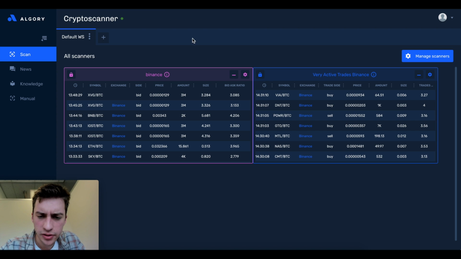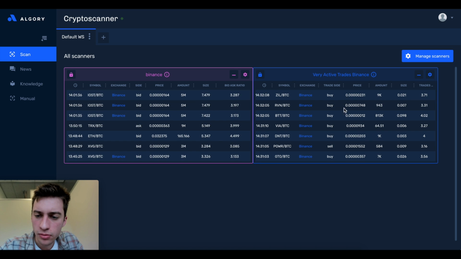So decent signal. That came from here, where you can see at 1344, we had a 4.2 times bigger bid, and we had a BTC bid of 5.681. Now we're seeing some buying on some altcoins here. Okay, but you guys get the idea, I think.